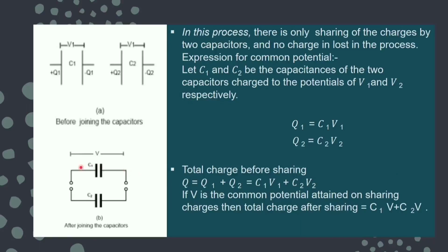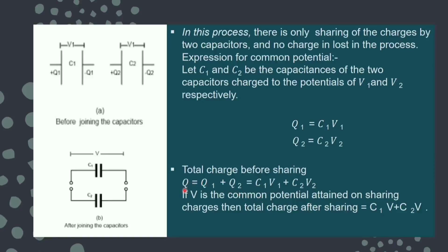Now what happens when we connect them with the conducting wire? Both will attain the same potential, because the charge will flow from one capacitor to the other till both obtain the same potential, and that same potential we call the common potential. So let capital V be the common potential attained on sharing the charges. Then the total charge after sharing will have Q1 equal to C1 V and Q2 equal to C2 V.